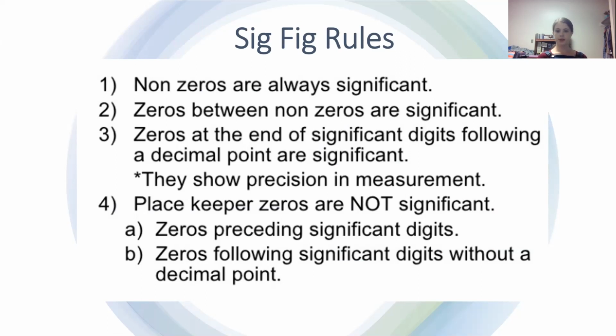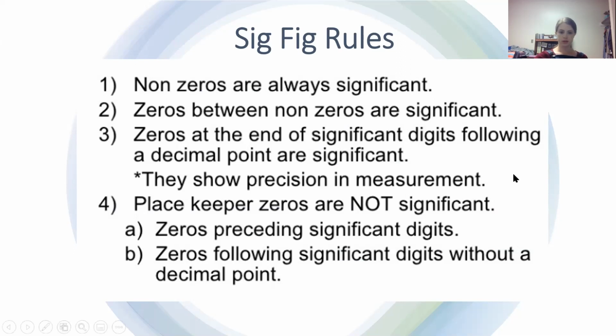and after, for whatever reason, there's zeros there, you want to keep those zeros there to show that you know that position, that decimal point exactly. And number 4 is placekeeper zeros are not significant. So like if you have 0.001, the 0.00, those zeros are not significant. So these are zeros preceding significant digits and then zeros following significant digits without a decimal point.